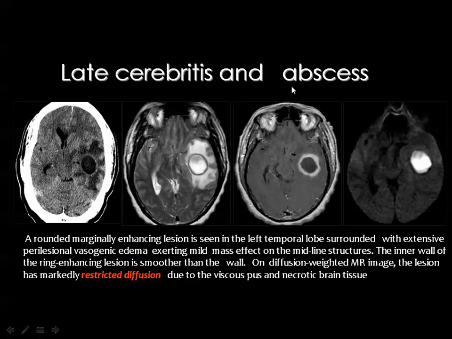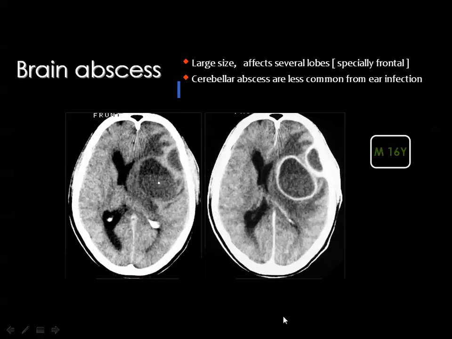But in late cerebritis and after abscess formation, you get a marginally enhanced lesion surrounded by perifocal brain edema. The lesion is of low signal in T1, high signal in T2, and it shows uniform marginal enhancement, and very characteristically you get restricted diffusion in inflammatory lesions in general. In order to differentiate, sometimes you may have a glioblastoma multiforme, which may simulate an abscess, and you may get help from the diffusion weighted images as well as MR spectroscopy to differentiate.